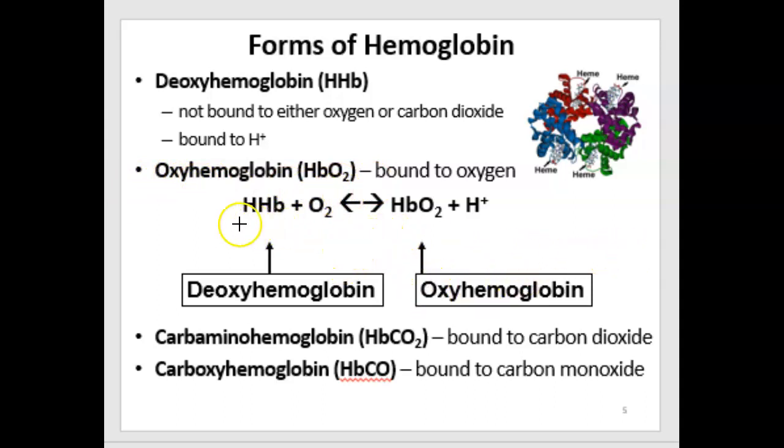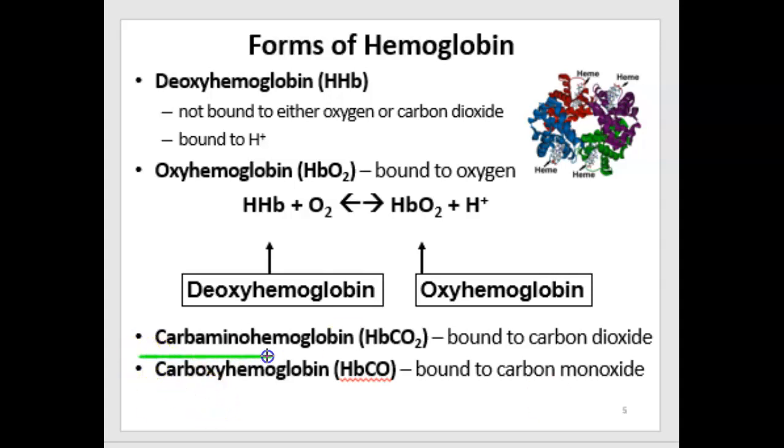And when deoxyhemoglobin and oxygen gas react together, we end up with oxyhemoglobin, but a displaced hydrogen ion. And that's going to play an important role later, this hydrogen that's been displaced off of deoxyhemoglobin. Now there are two other forms of hemoglobin, both bound to some sort of compound, carbon dioxide and carbon monoxide.